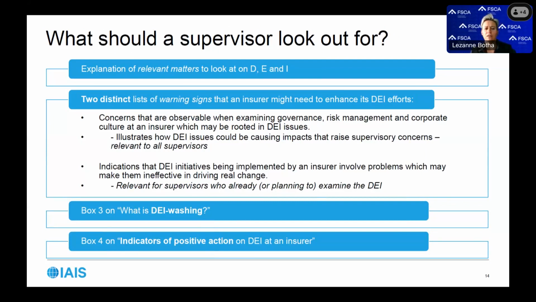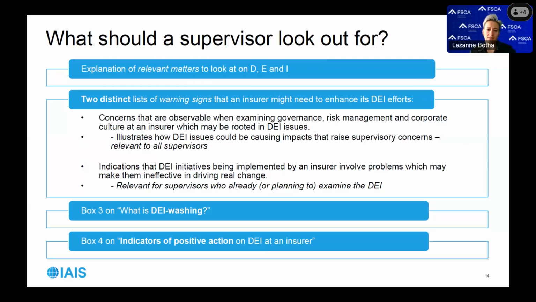The first list really relates to concerns that are observable when examining governance, risk management, and corporate culture at an insurer. And this is something that all insurance supervisors do. So these are where these concerns might actually be rooted in DE&I issues. The first set of warning signs illustrates how DE&I issues in an insurer could be causing impacts that raise supervisory concerns and how this is really relevant to all supervisors.